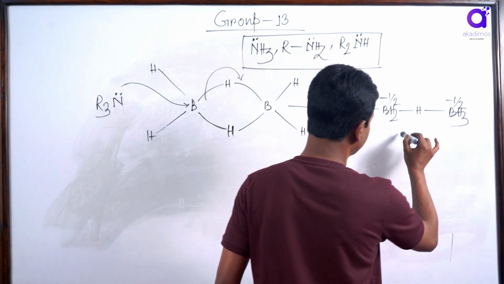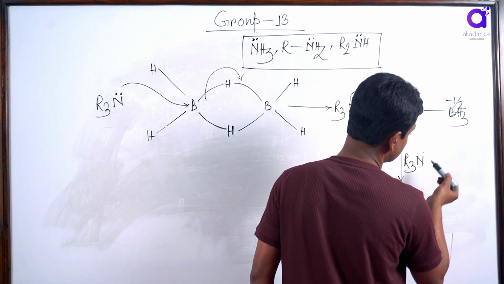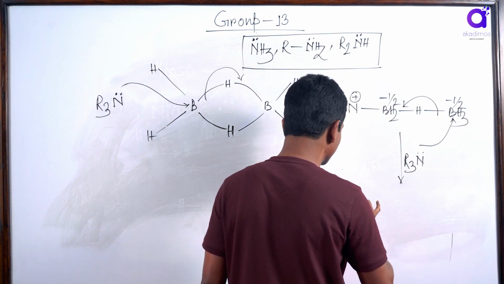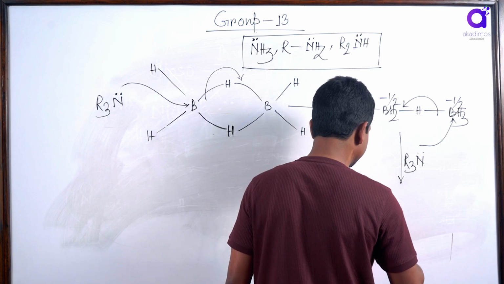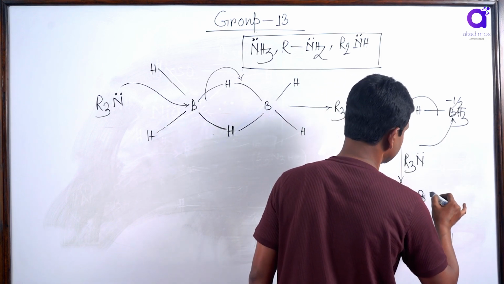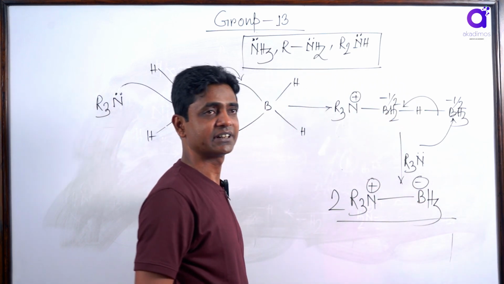Now the second attack by tertiary amine: this will attack here and this will leave here. And what you will get? 2 moles of R3N donor plus and BH3 acceptor minus. This is homolytical cleavage.